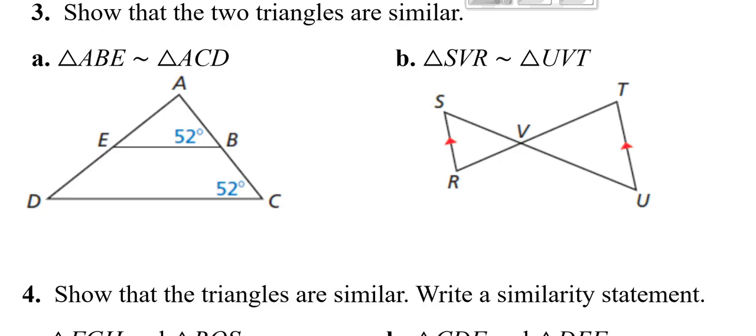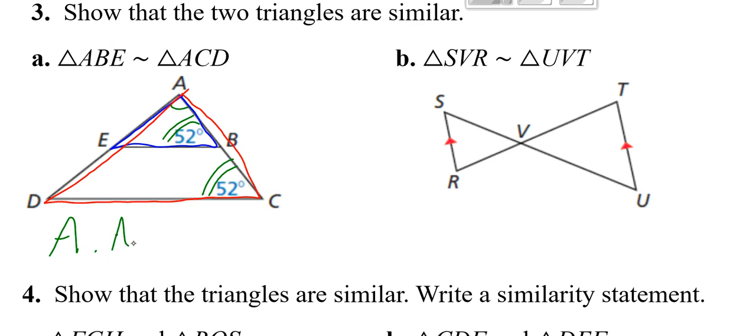Okay. Example 3, show that the two triangles are similar. So notice that ABE is this top triangle here. Okay. And triangle ACD is there. And since they both share this common angle up here of A being equal, and they share this common angle of 52 being equal, okay, by angle similarity, the triangles are similar.